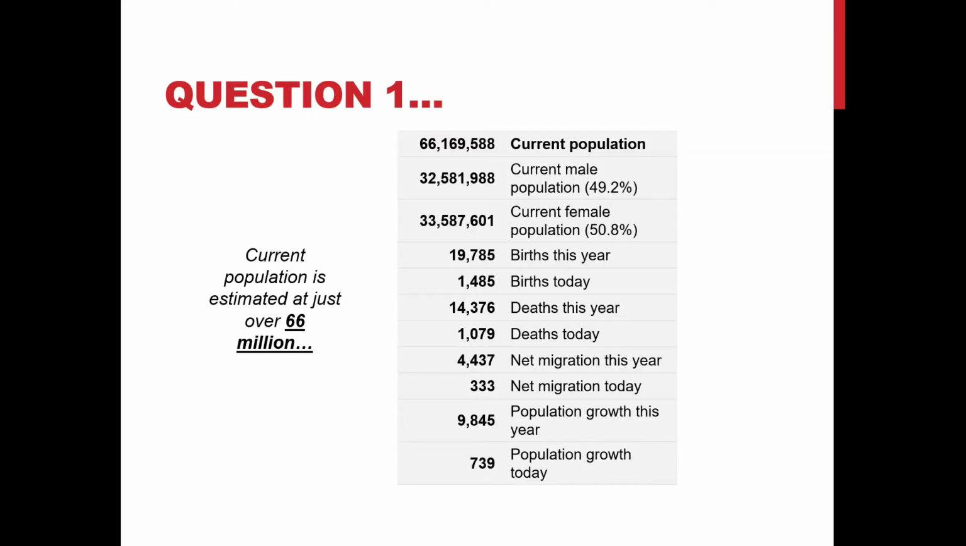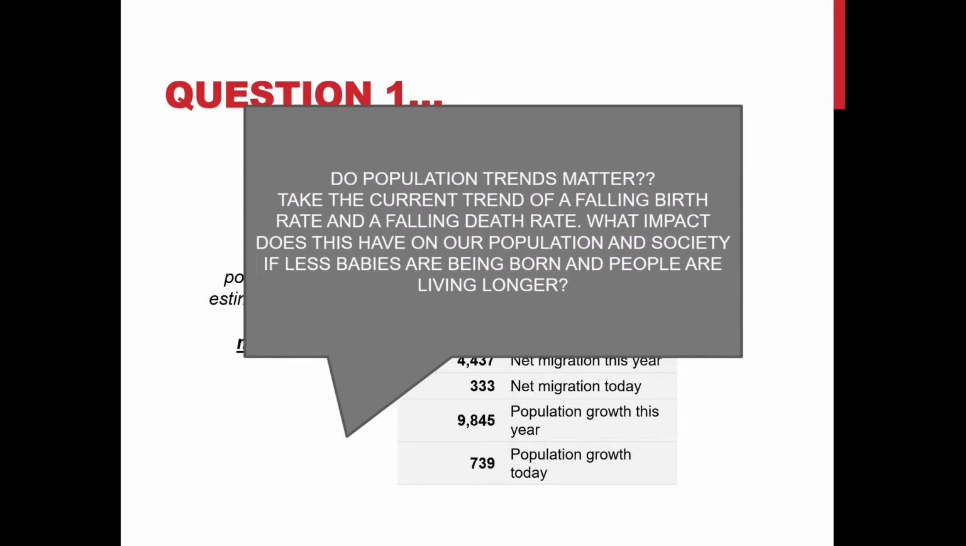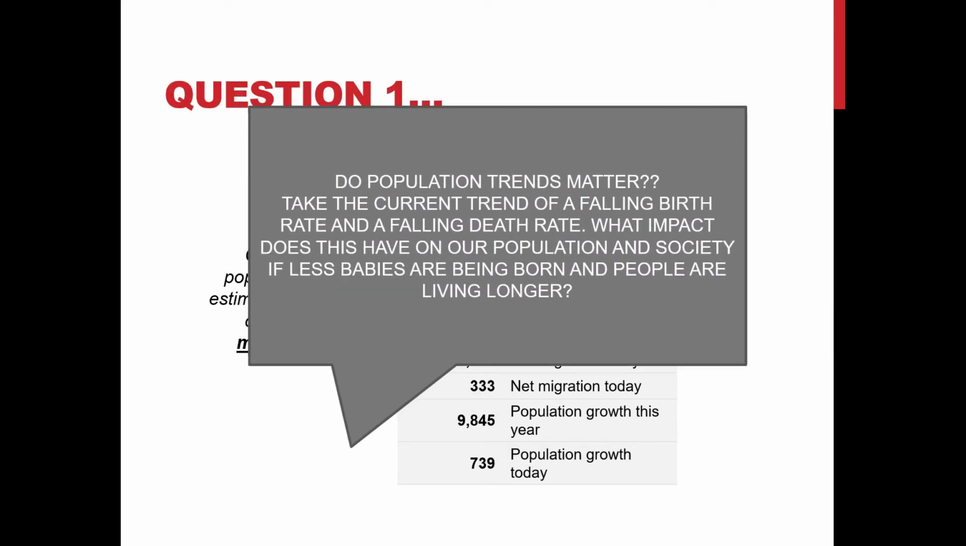Question 1 asked you, what is the current population of the United Kingdom? And as you can see here, current population is estimated at just over 66 million. Population, the study of population, which is more commonly known as demography, is hugely important for sociologists. Population trends and how these change over time are significant when studying society.